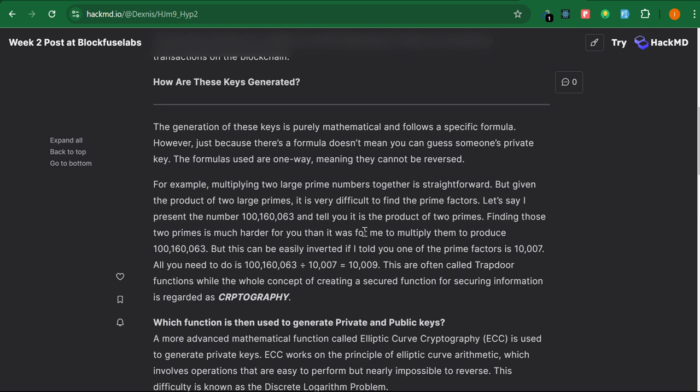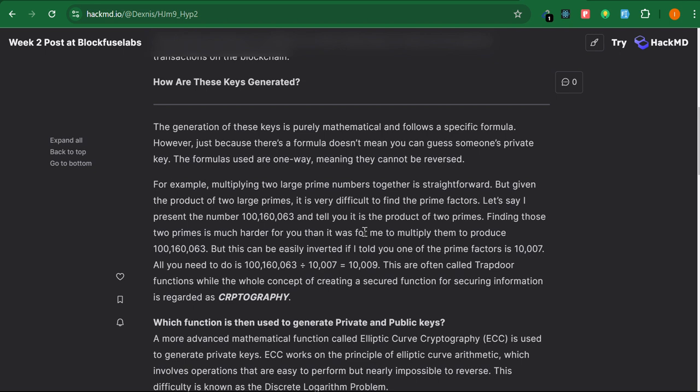Okay, but it was easier for me to multiply two prime numbers and get this big value than it is for you to get the two prime numbers from the result. So it is a one-way thing. That is, it is easier to go forward, but very, very difficult, almost impossible, to come backward. This is a very, very simple analogy.